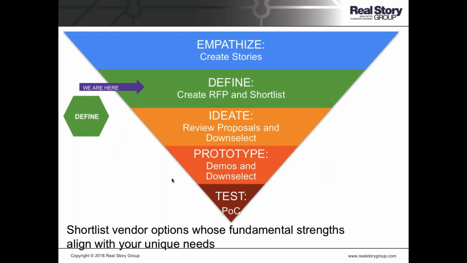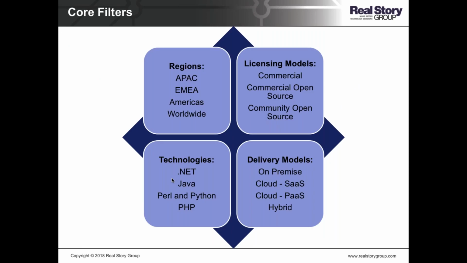So now you build the RFP, and our subscribers know we've got a lot of different samples that we can share around the right way to do this, and sample RFPs, sanitized, that we've done before. But then you want to shortlist a set of vendor options whose fundamental strengths are going to align with your unique needs. Obviously, there are different core filters you may want to use there. Maybe that vendor and their partners are active in your region.